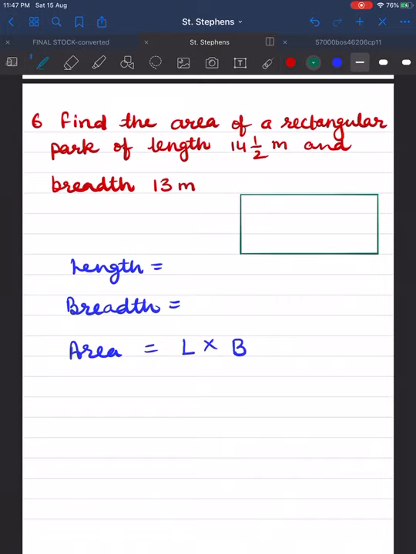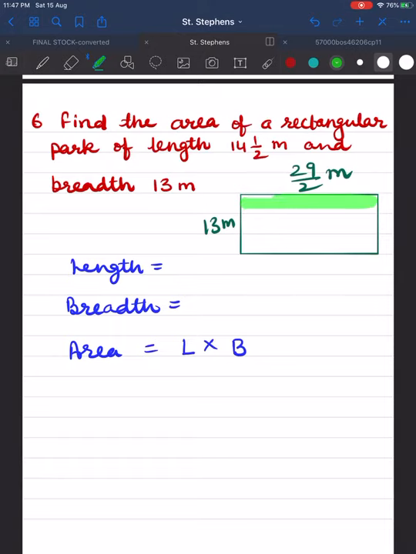Now let's move to sixth problem. Find the area of a rectangular park of length 14 1 on 2 meters and breadth 13 meters. Now here I have drawn a rectangular park. Now its length is 14 1 on 2 meters. So convert this into improper fraction. We get 29 upon 2 meters and breadth 13 meters.